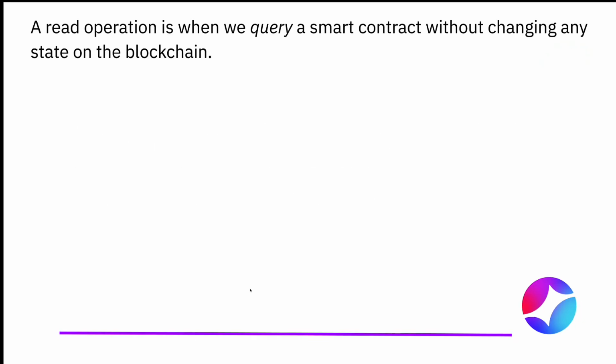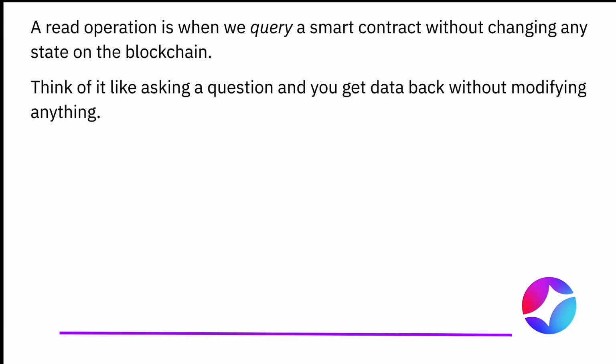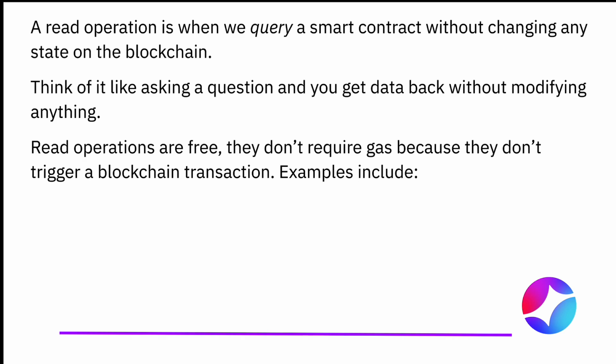A read operation is when we query a smart contract without changing any states on the blockchain. You can think of it like asking a question and you get data back without modifying anything. Read operations are free. They don't require gas because they don't trigger a blockchain transaction.